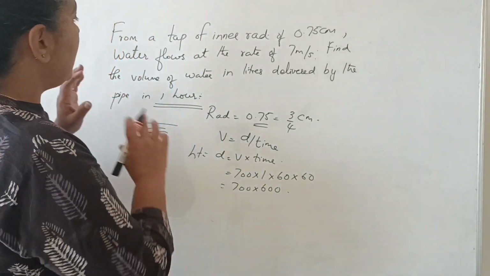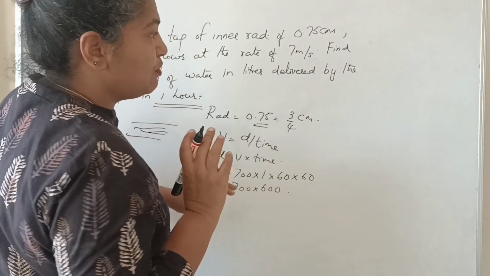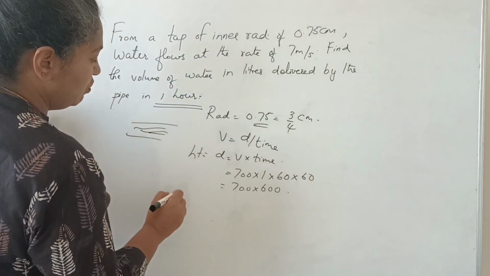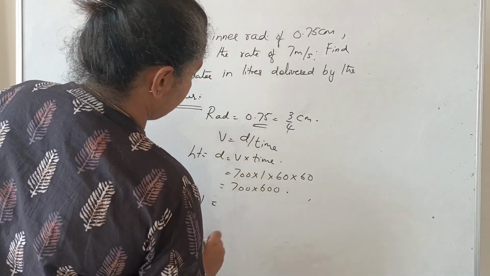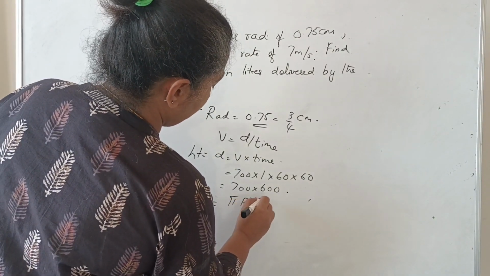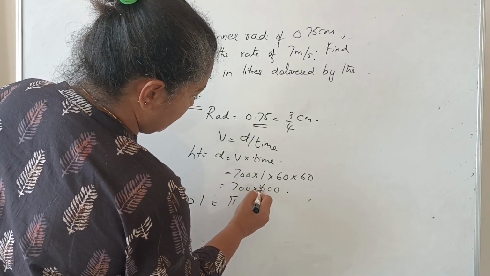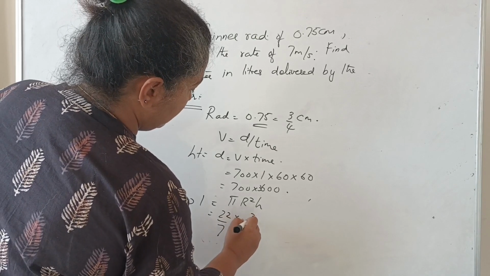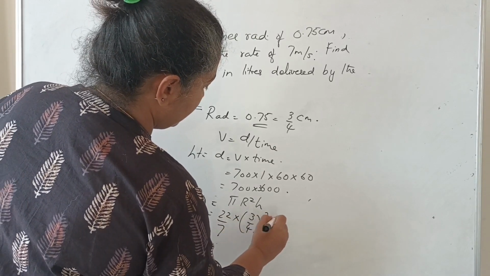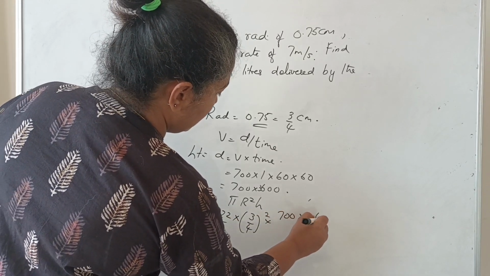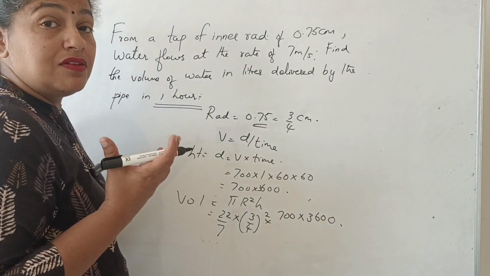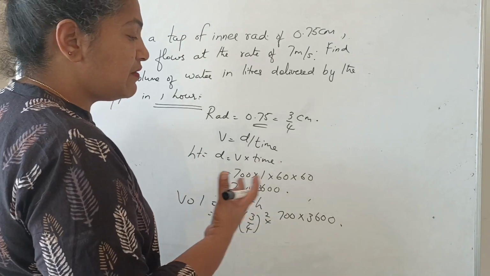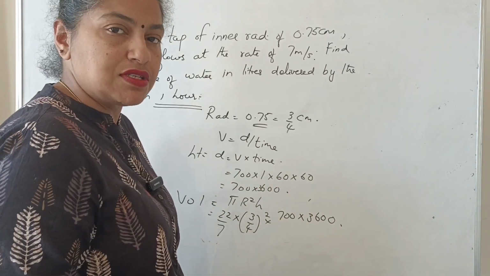Okay. Now I need to find the volume of the water in liters. So before converting it into liters, let me find out the volume of the water in centimeter cube. So pi r square h. Okay, here I have made a mistake. 60 into 60, 3600. Okay. So this is 22/7 into 3/4 the whole square into 700 into 3600. This is the volume of the water in centimeter cube or volume of the pipe in centimeter cube. Now let us see what we are getting before we convert it into liters.